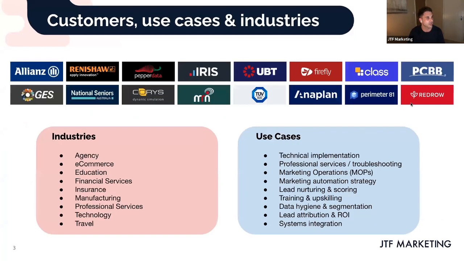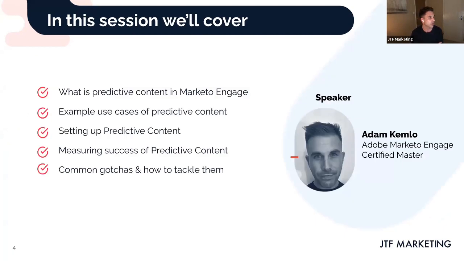And so today's content, we're going to be covering the following. We're going to start off with what is predictive content in Marketo Engage. Then we're going to take a look at the example use cases and how we can best use predictive content to our advantage. We're then going to walk through how we can potentially set up predictive content. And then we'll also finish off with talking about how we can measure success and also some of the key gotchas and how to tackle them.